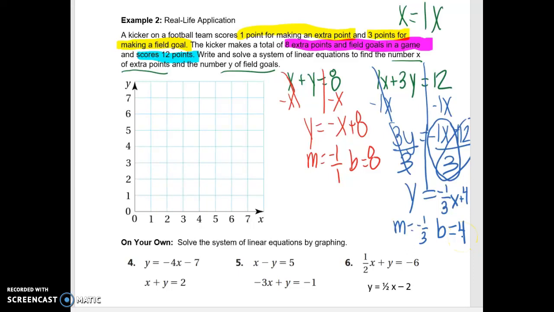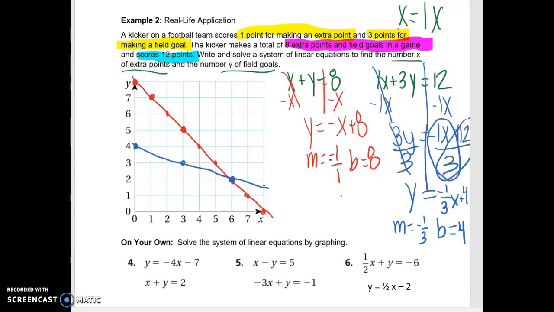So now I'm going to go ahead and graph these. My red one, my y-intercept is 8, and I'm going down 1 to the right 1. I'm just going to do all of my dots because it's hard for me to use a ruler on a screen, and I'm going to draw my line. Then my second one, positive 4, but it's down 1 and to the right 3. Down 1, to the right 3. And then I'm going to draw my line.